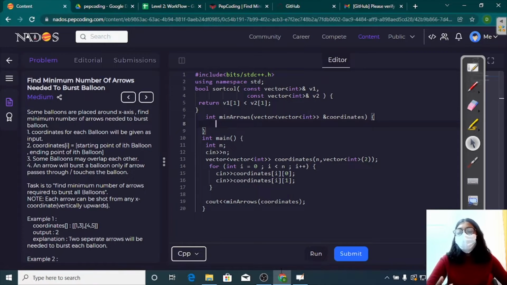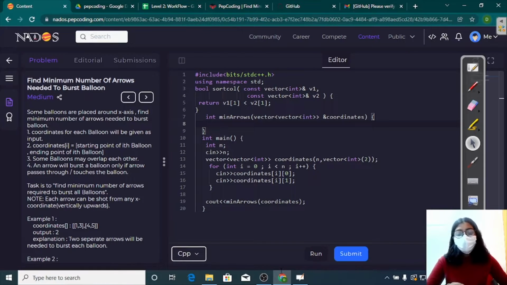Okay. So coordinates for each of the balloon will be given to us. All right, and coordinates of i represent the starting point of the ith balloon and the ending point of the ith balloon. It means coordinates will be a 2D array that will contain 1D arrays, and that 1D array contains the starting and ending point of my balloon on the x-axis.